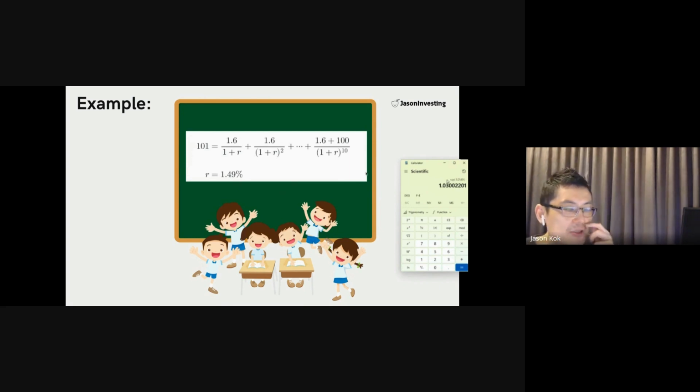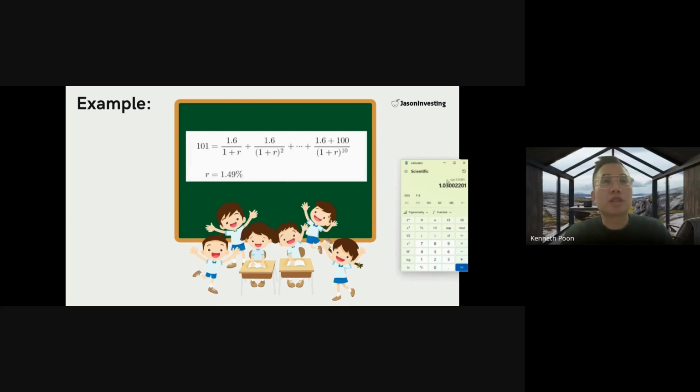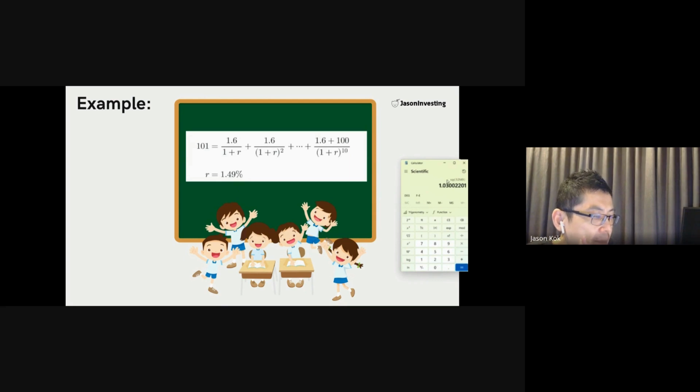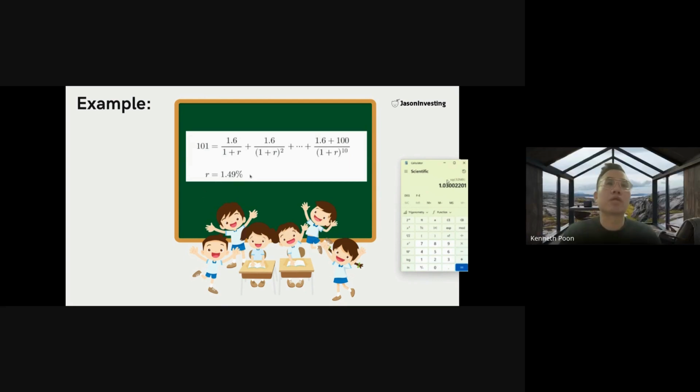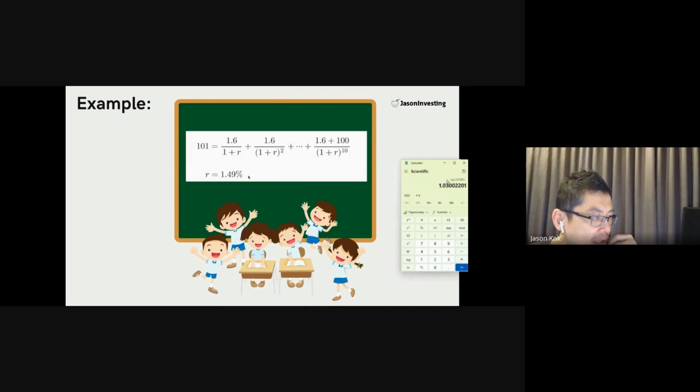Okay, before I continue, do you have any question? 1.49% is still annual, right? Oh no, this one is actually semi-annual. So you have to multiply by 2. But in this case, it's quite misleading. I should have just annualized it. I should have multiplied it by 2.